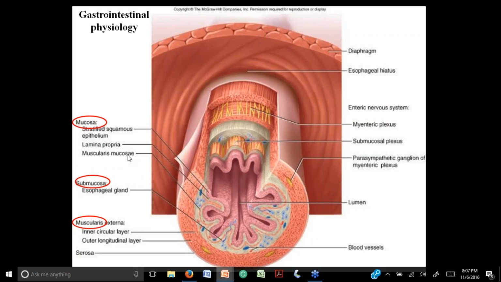Not the muscularis mucosae, but the muscularis externa that we call CILE, C-I-L-E. That means circular internal, and L-E means longitudinal external.